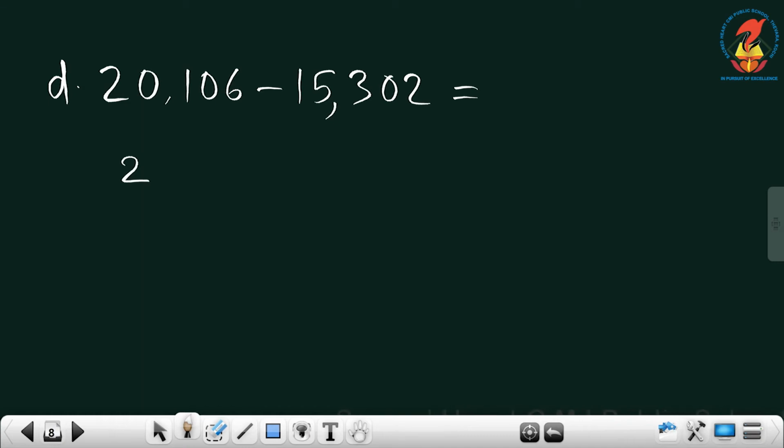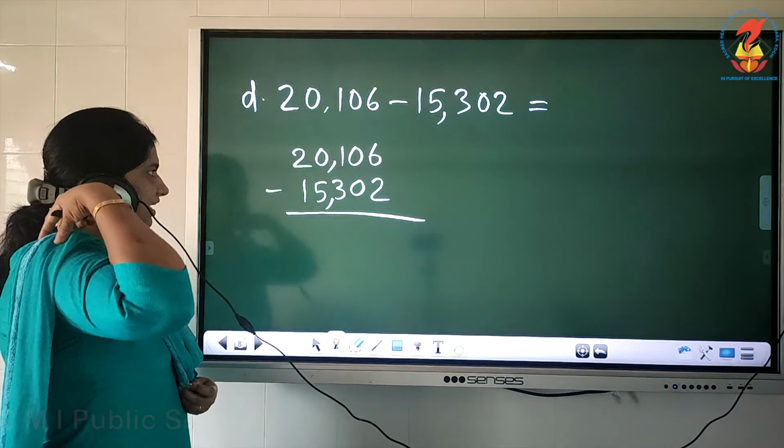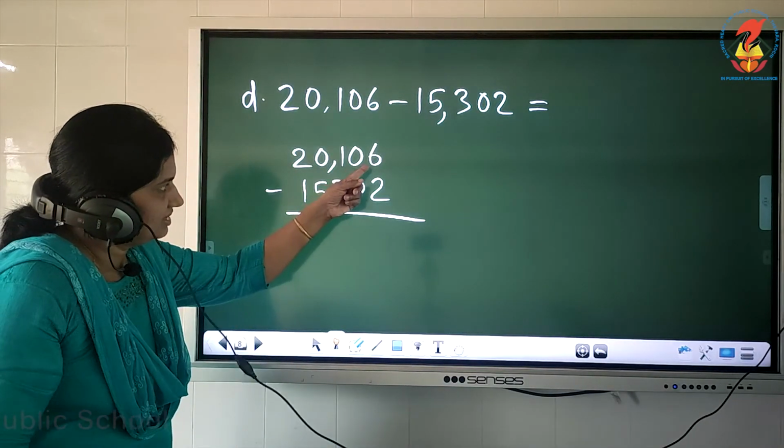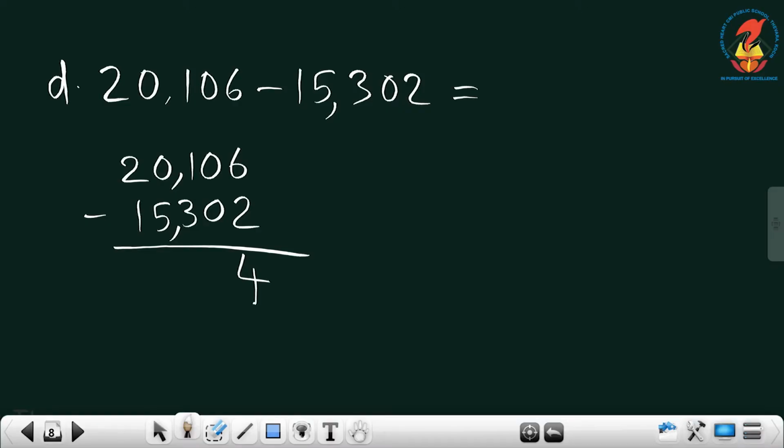Next numbers are 20,106 minus 15,302. Is it clear? Then first the ones place, that is 6 minus 2. 6 minus 2 is what? 4. Then 0 minus 0, that is 0, right?